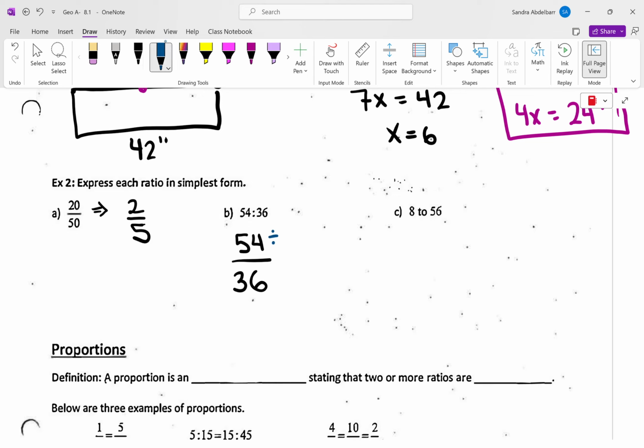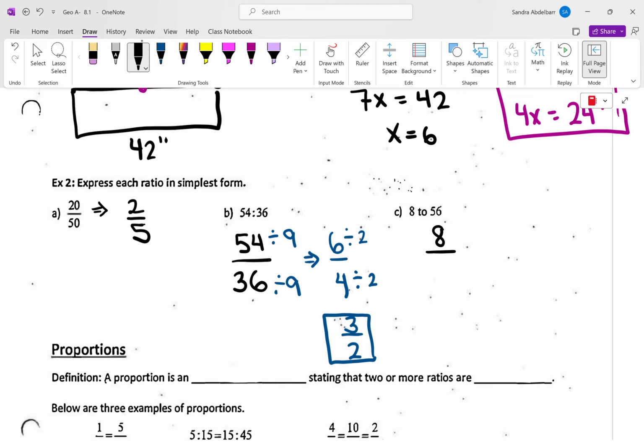Now we can simplify this. Let's say you thought of 9. So then you divide by 9, and then you will get 6 over 4. Is that simplified enough? No, you can simplify again. Divide by 2. When you divide by 2, you will get 3 over 2. Right, next one, 8 to 56. We have 8 over 56. We're going to divide top and bottom by 8, and we get 1 over 7.